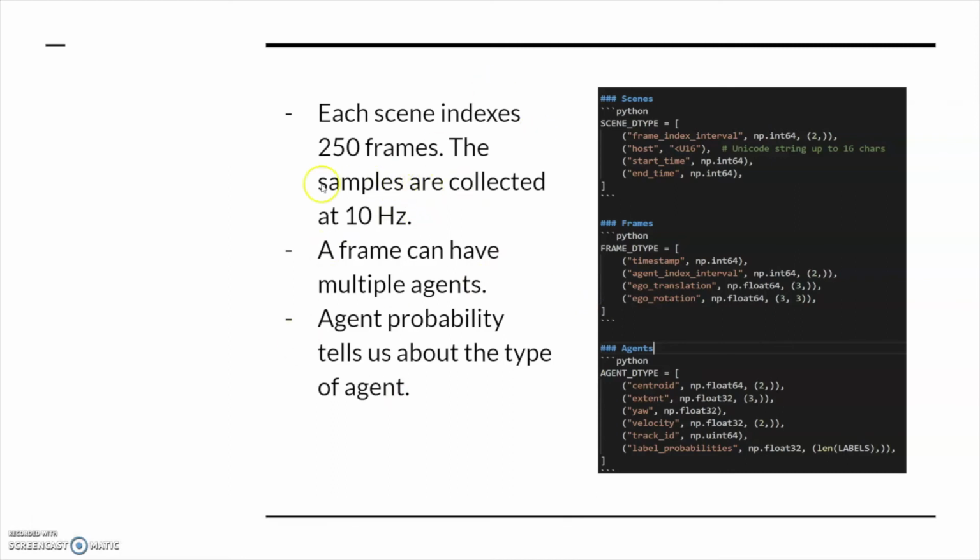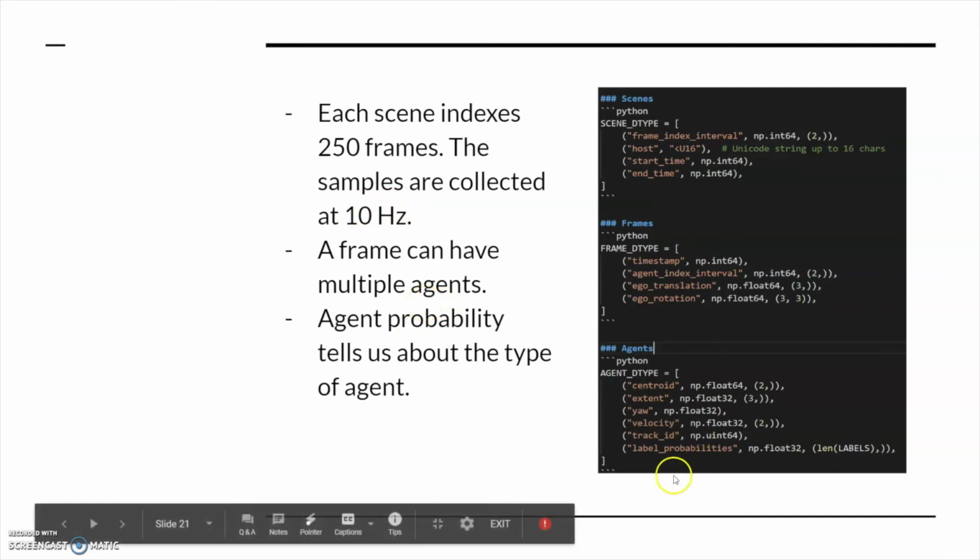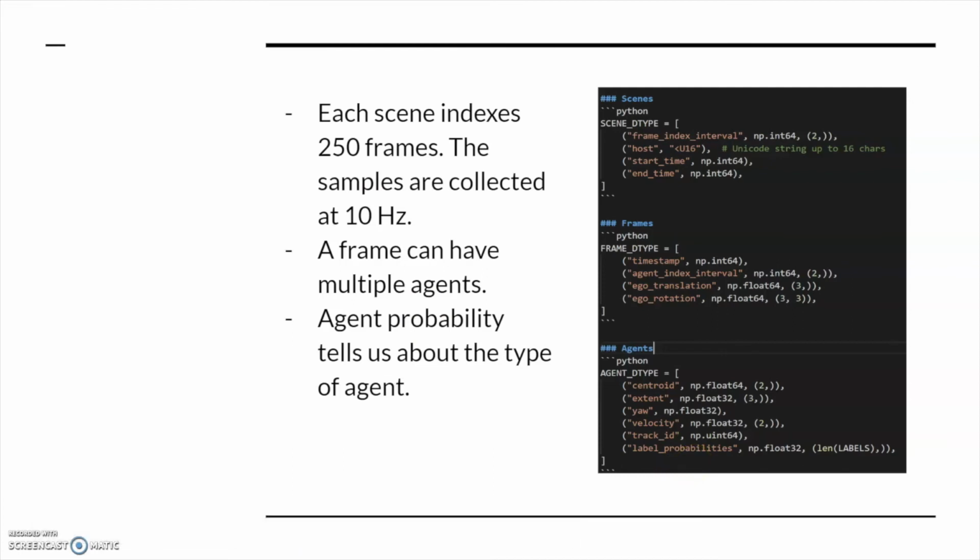A scene has 250 frames. The samples were collected at 10 hertz, which means there are 10 frames per second. A frame could have multiple agents, and it could also have no agents. The label probabilities for an agent tell us the type of agent that it is. It could be a bicycle, it could be a car, it could be a tree.